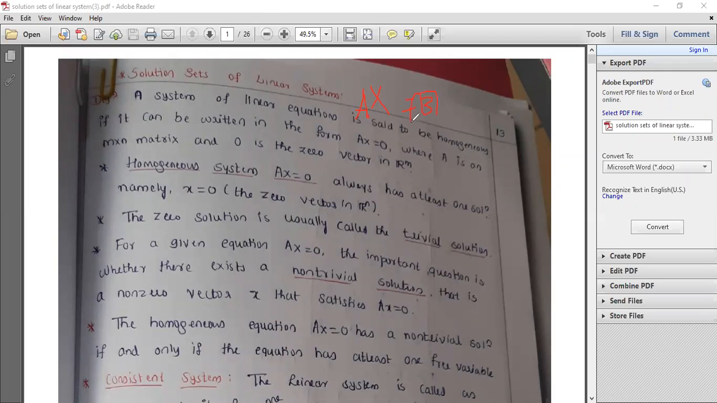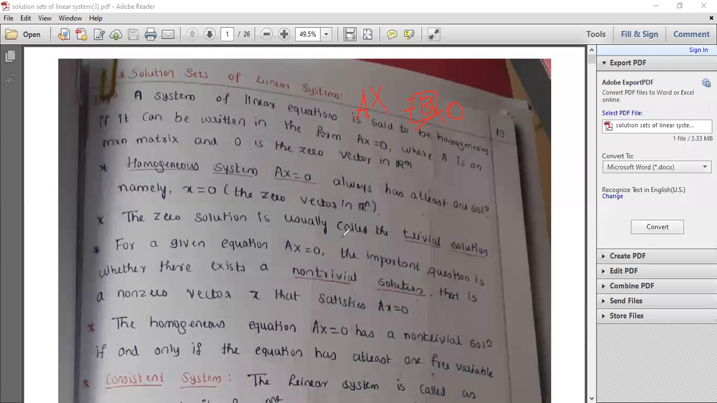If the right hand side b that you are observing is equal to 0, then we say that the given system is homogeneous. And if it is not equal to 0, then the system is non-homogeneous. Simple: homogeneous and non-homogeneous. If the right hand side of this equation is equal to 0, then it is homogeneous, and if it is not equal to 0, then it is non-homogeneous.